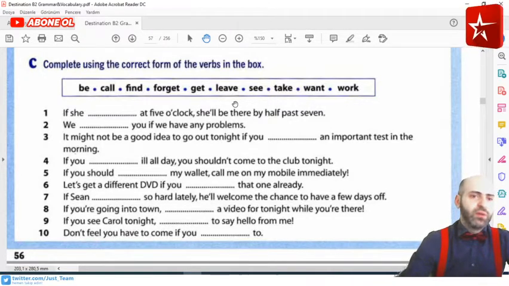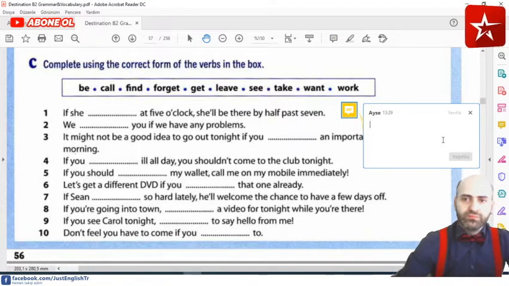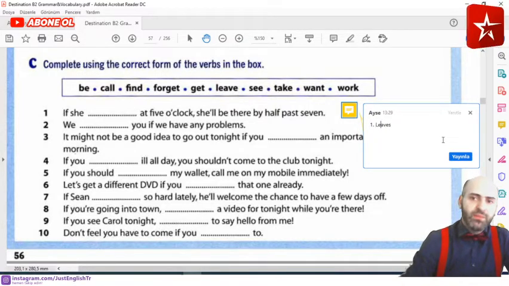For example, Irina has the correct answer. The correct verb is leave, but we need to say if she leaves. Okay? So number 1, the correct answer is leaves. Let's see number 2.